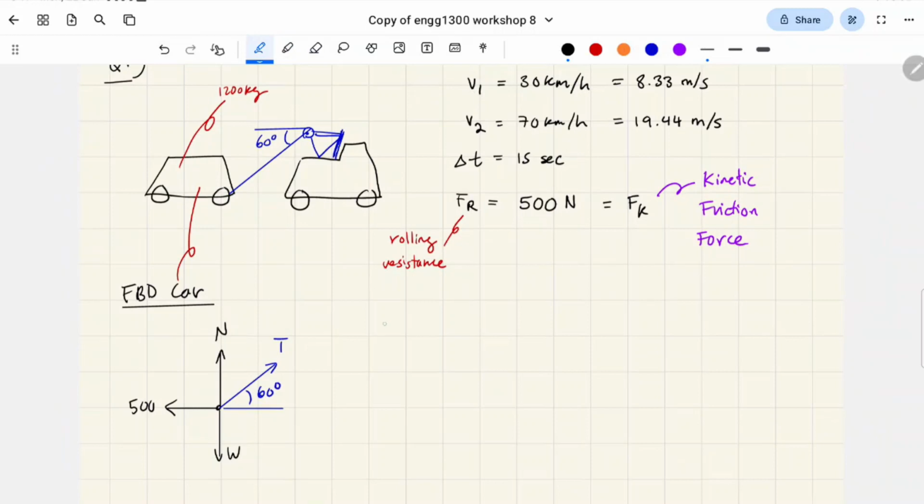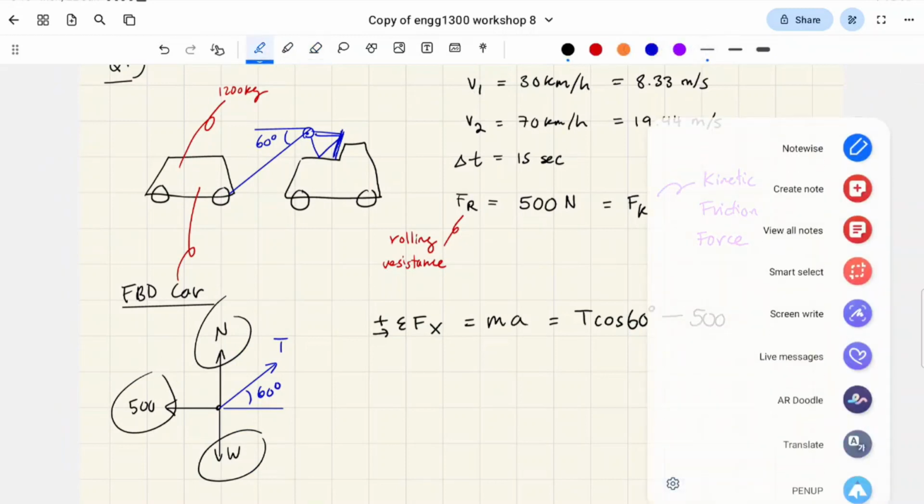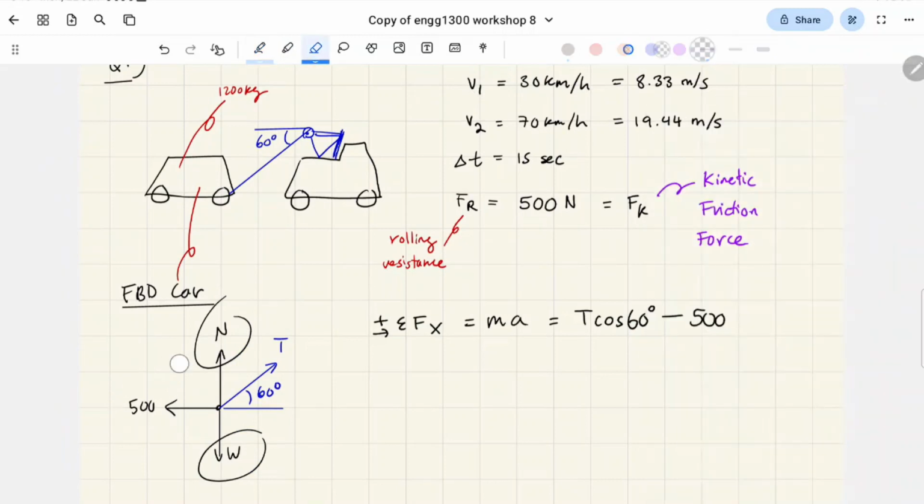Yeah, so all I'm going to do is analyze the horizontal forces. Unlike normal, we don't need to go from weight to normal to friction because we're already given friction, right? For the rolling resistance, so we don't need to do the vertical forces first. We just know that this is 500.